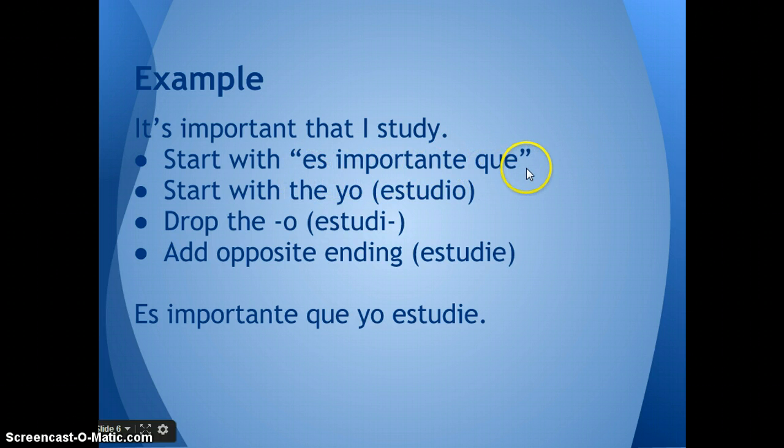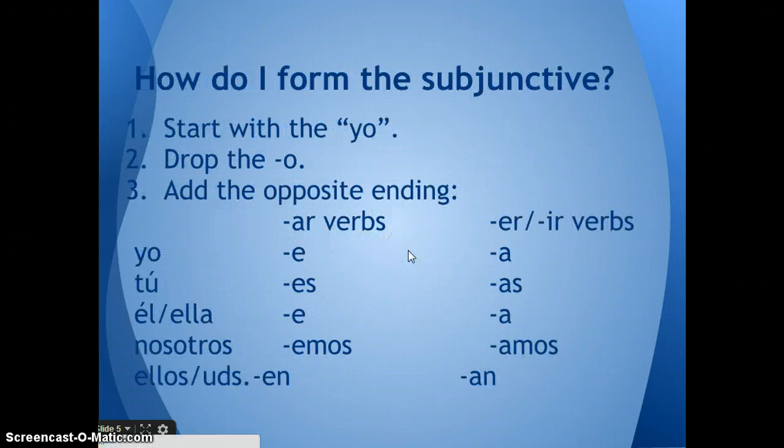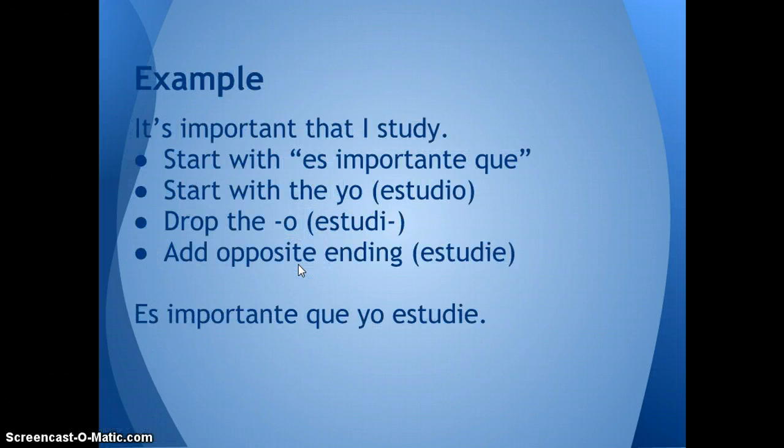So it's important that, and then whatever comes after that is basically the opinion part of the sentence, I guess, but this next verb is going to come in the subjunctive. So we need to change, in this case, study to the subjunctive. Start with the yo, estudio, drop the O, then we've got estudi, add the opposite ending. We'll flip back to the previous slide. There's the yo, it's an AR verb, it's an E ending that you want. So we're back to this other slide, add the opposite ending, it's estudie.